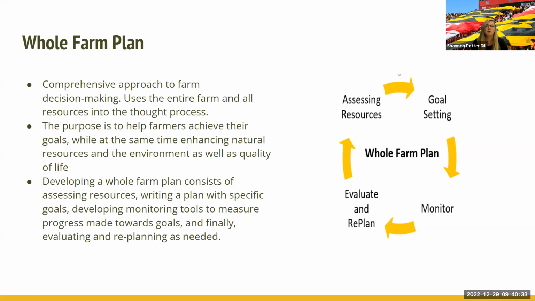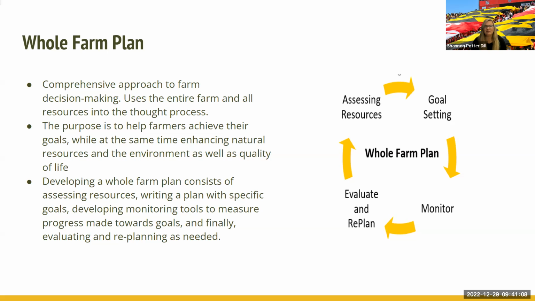Developing a whole farm plan consists of a couple steps, and these are very cyclical. You can see here that they really relate to each other. The first step is assessing resources. What resources do you have access to or available to you for the farm? The next is to write a plan with some specific goals in mind. The next will be to monitor the tools and measure the progress towards goals. And then finally, it would be evaluating and replanning as needed.